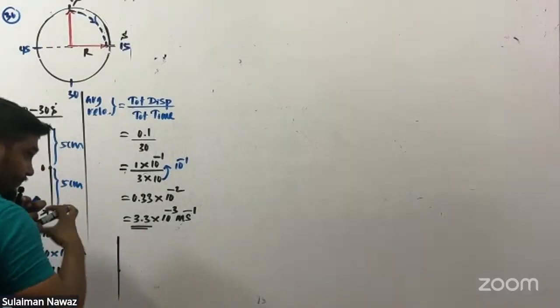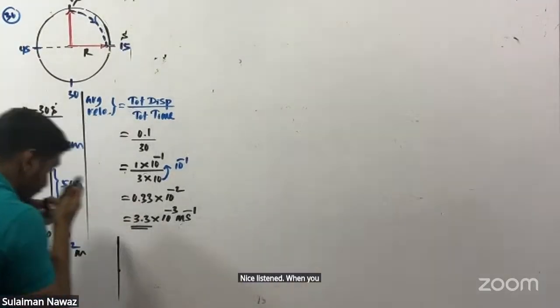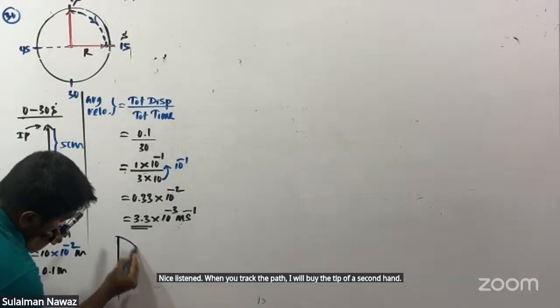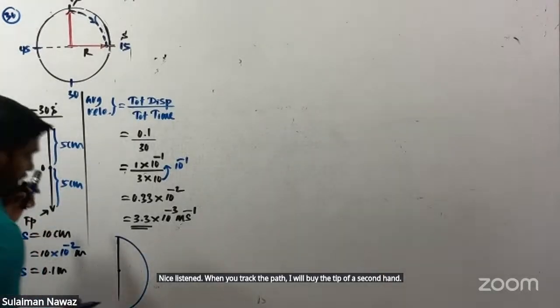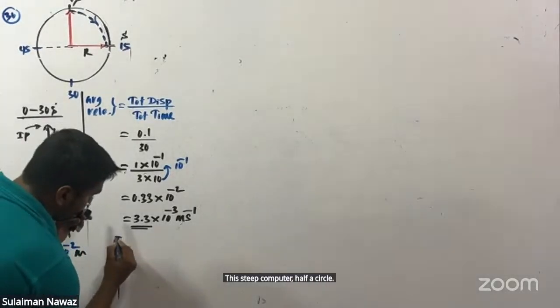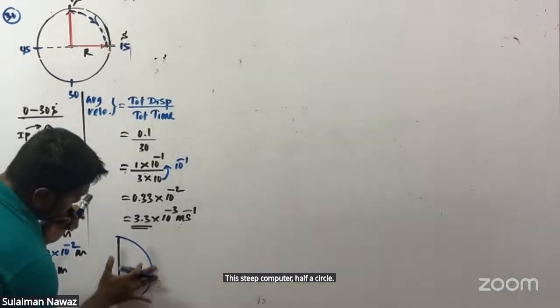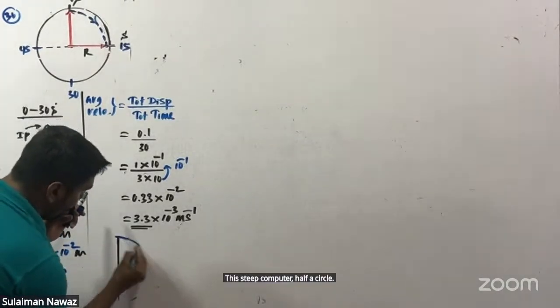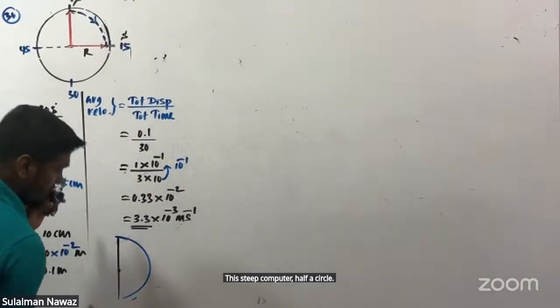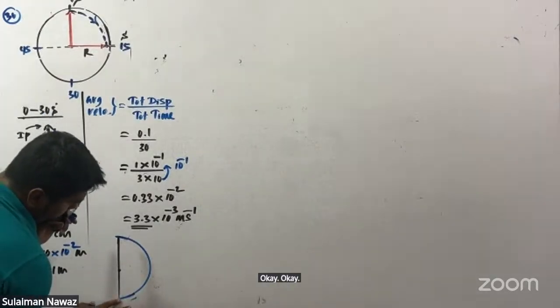Listen carefully. When you track the path traveled by the tip of the second hand, this tip completes half a circle.